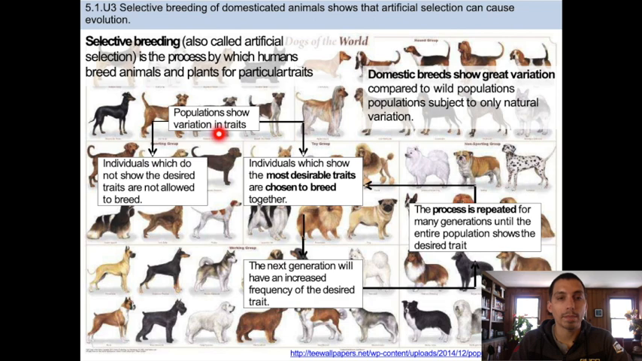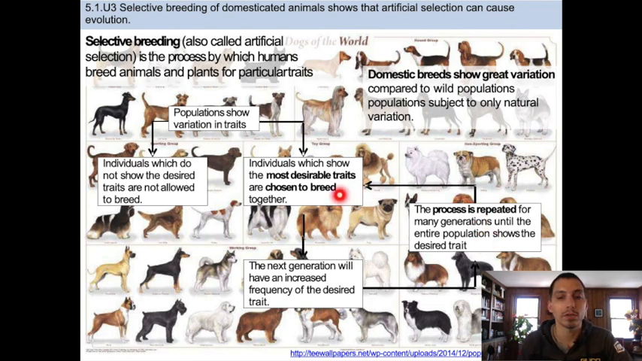So any population, as we know from our study of genetics, shows variation in traits. So how selective breeding works is individuals that do not show the desired trait are not allowed to breed. Individuals that do show the traits that you want to build up in your population are chosen to breed together. When those individuals breed together, the next generation will have an increased frequency of those desired traits because both of the parents had it. From those offspring, you repeat the process.